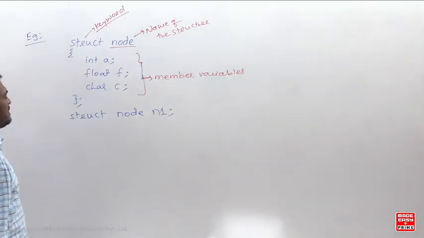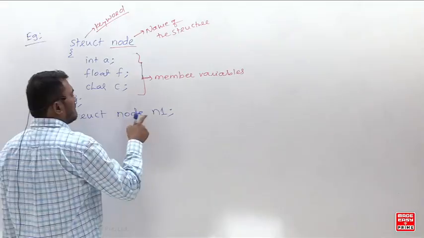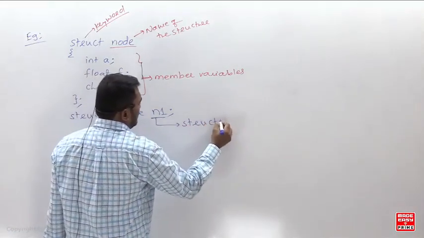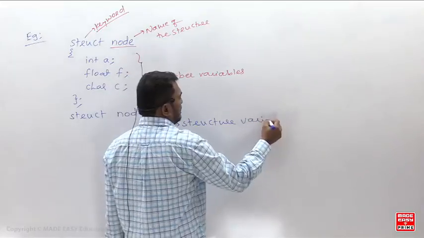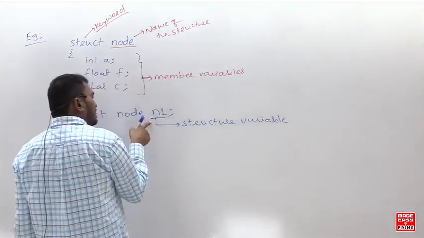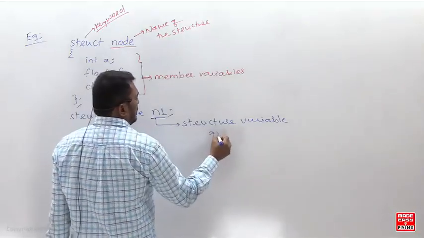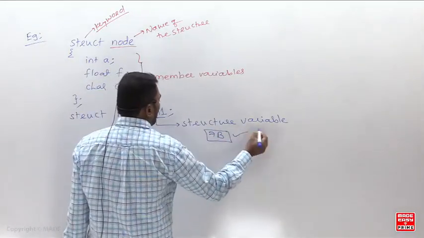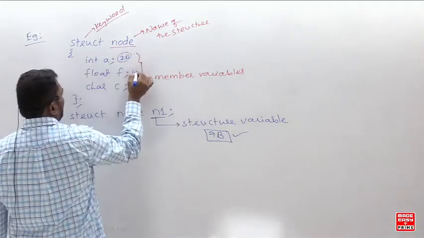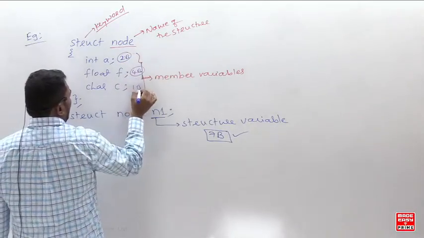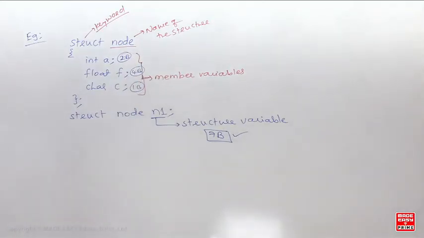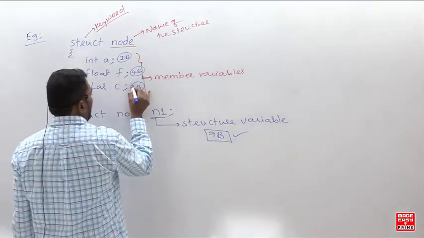Now listen here. If I create it like this, structure node n1, this is called a structure variable. Note it down. How many bytes will this allocate? How much memory will be allocated? 7 bytes: 2 bytes, plus 4 bytes, plus 1 byte. So 7 bytes of memory are allocated for the variable n1.